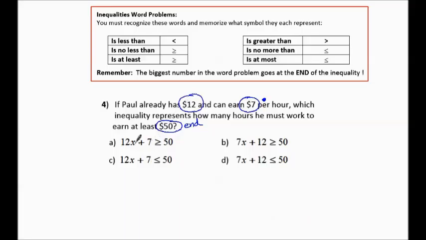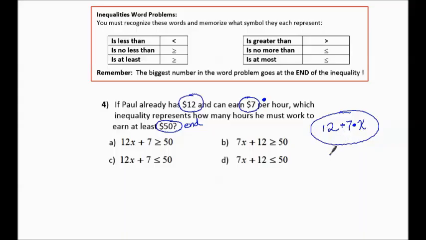Now we need to figure out which one of these we have. Well, Paul already has $12, so that's just a single number 12. And he can be earning $7 per hour. So to that, he's going to be adding $7 times what? Well, times something we don't know, times x. So this is what we're going to be looking for on the left-hand side of the inequality.